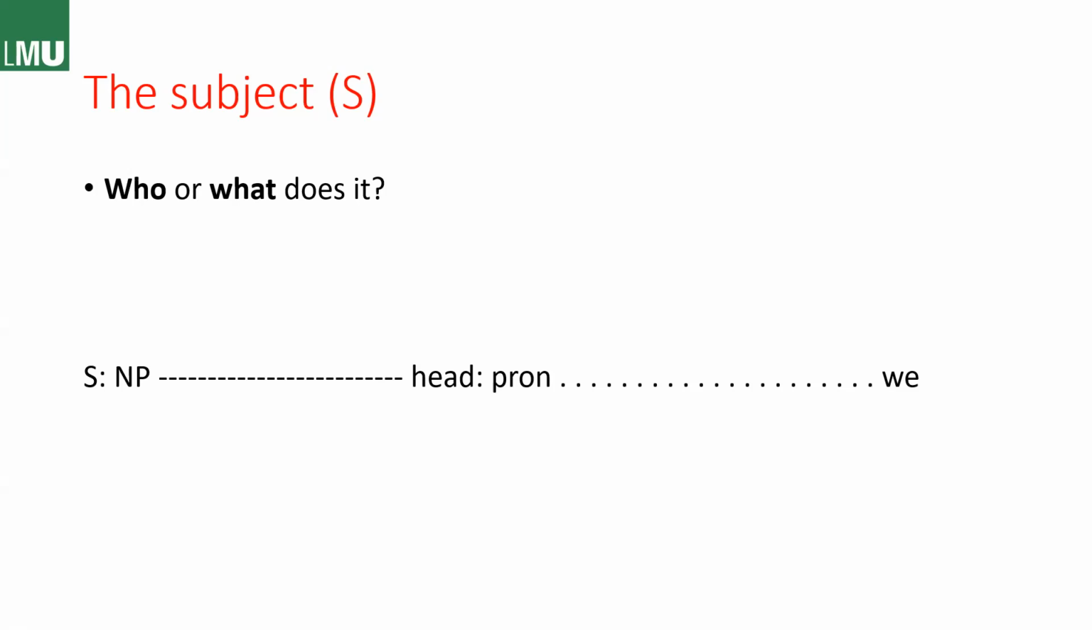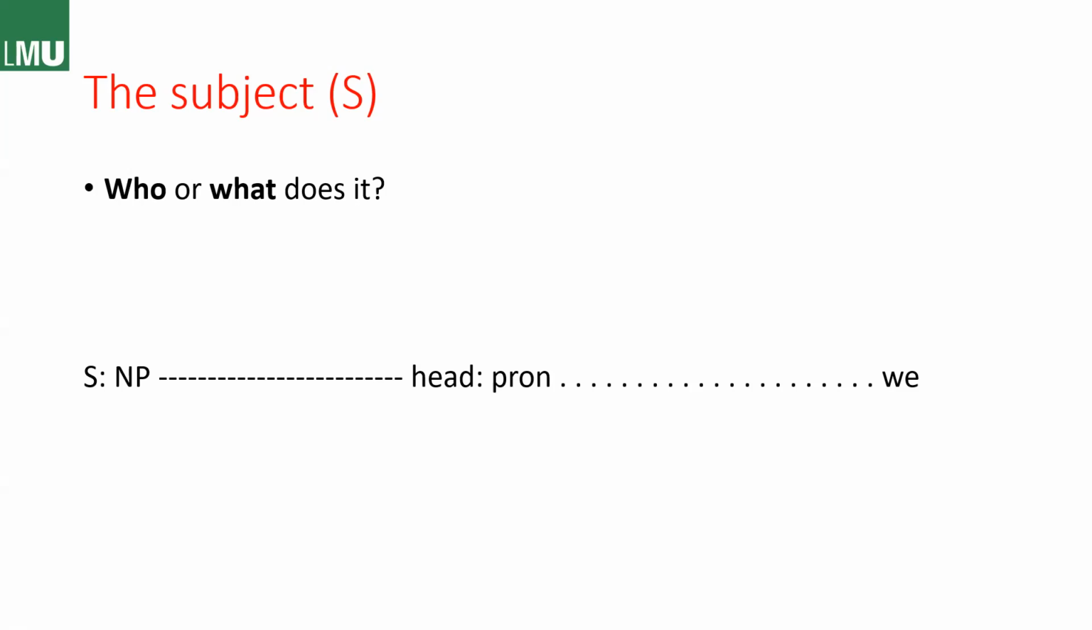So here you can already see how an analysis would look. We write the function at the beginning as the S for subject. Then we write that it's a noun phrase signified by NP. And then we look at the part of the noun phrase, which in this case is the head. And the head is word class wise a pronoun, and that is we.